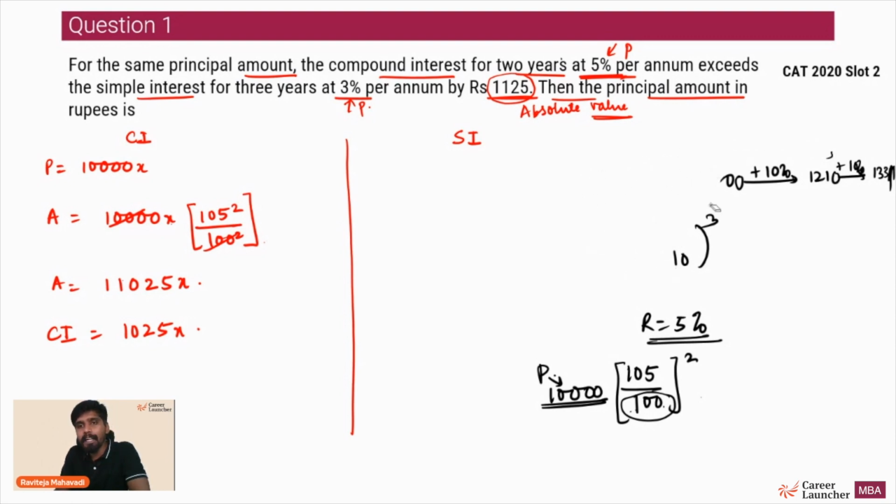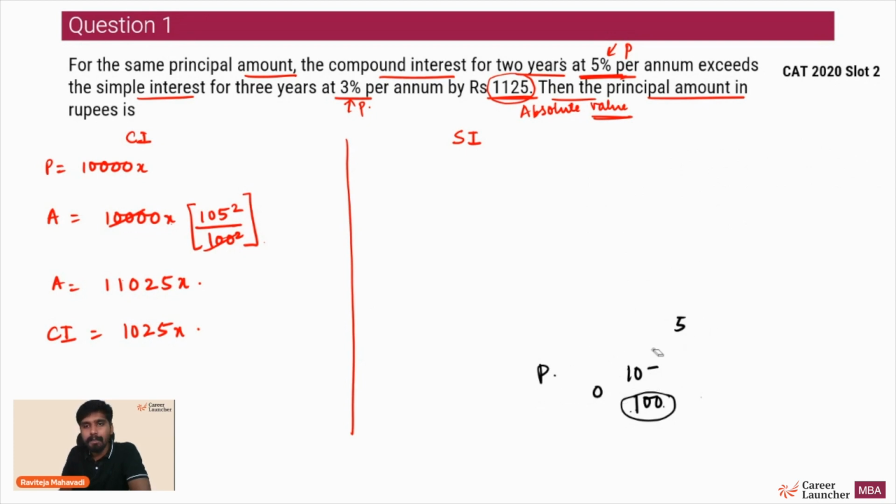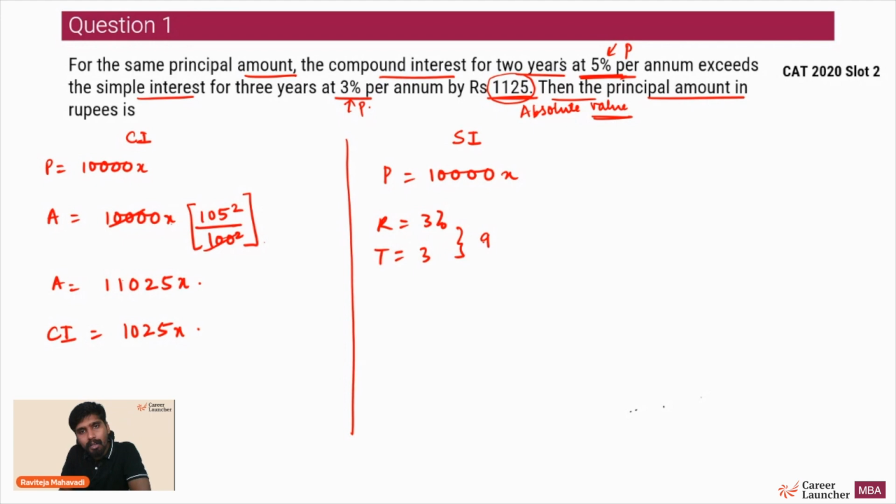There is a simple interest happening at 3% per annum for 3 years. Okay, and the principal is the same even in this case. So in this case, the principal is 10,000x, rate of interest is 3%, time period is 3 years. That means the total overall growth will be 3 into 3, 9%. So 9% growth over this will be equal to 900x.